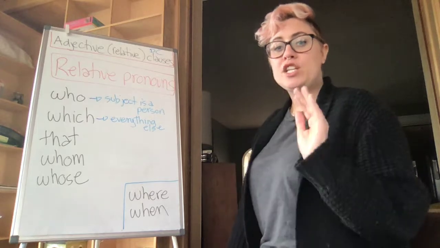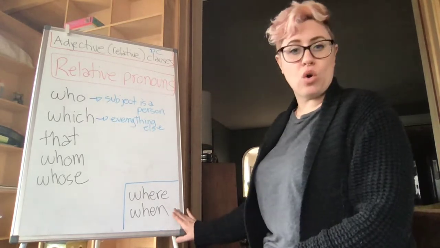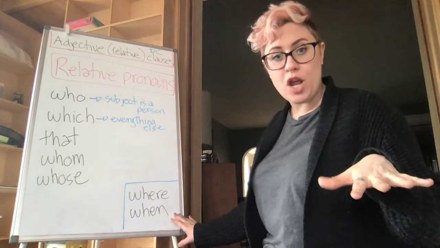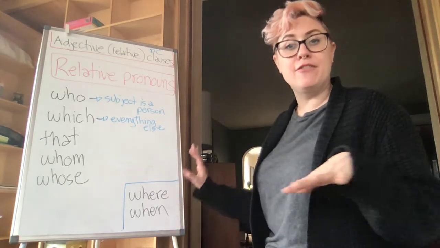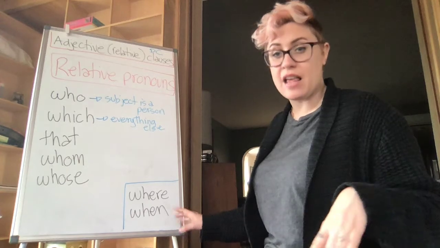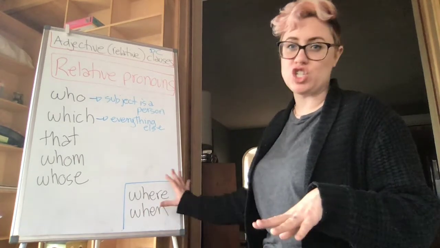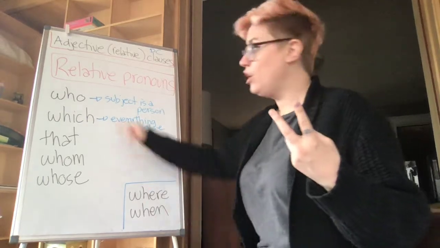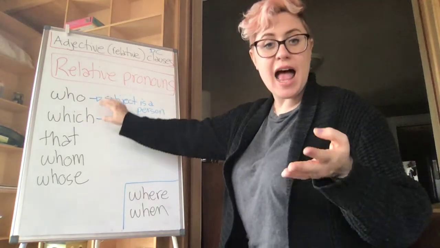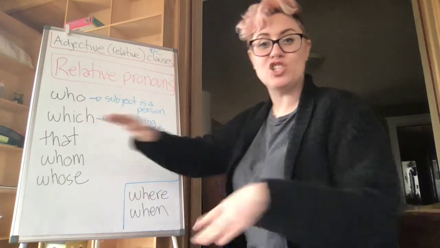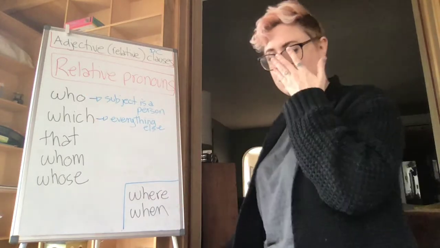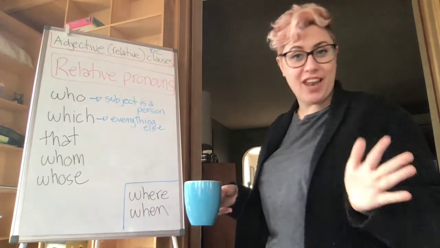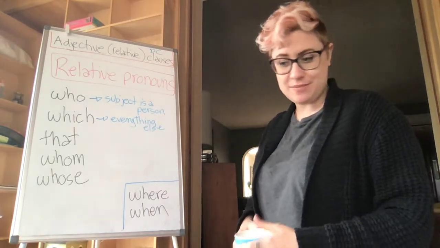So we do not use where or when very often as a relative pronoun. We only use where or when in very specific situations, and we are not learning those situations today. So generally, you have two choices, who or which. And who is for people and which is for everything else. Now, if English was an easy language, you would be finished, but of course we are not.